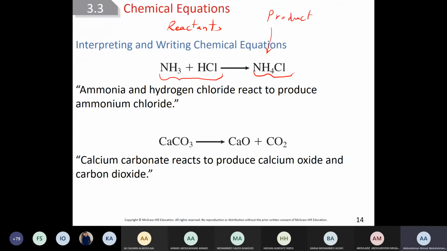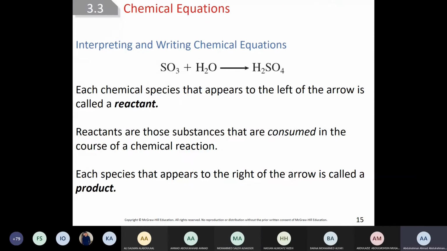We call these reactants, and these products. Very good. Reactant and product. We call these reactants and these products.